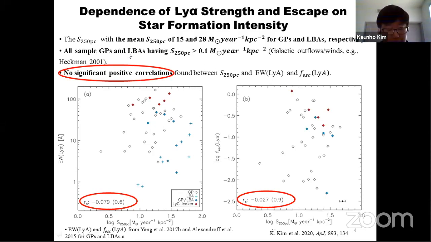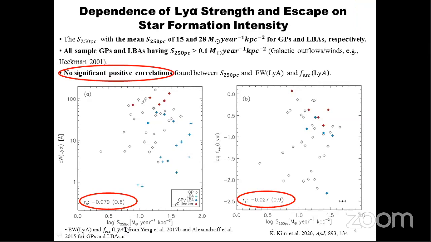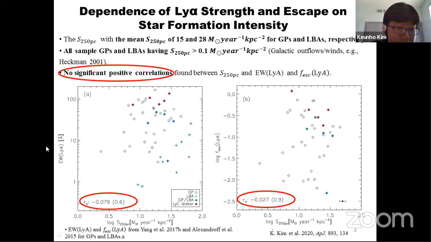As our project aims to investigate the dependence of Lyman alpha strength and escape on star formation intensity, we directly compare our measured central SFI with Lyman alpha equivalent width in the left panel, and Lyman alpha escape fraction. As shown in the distribution and the associated Spearman correlation coefficients within the red circles, there are no significant positive correlations between our measured SFI and Lyman alpha properties in our sample Green Peas and LBAs.